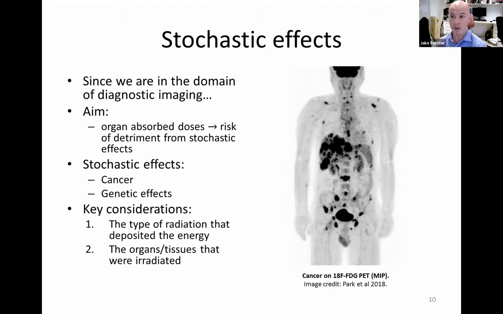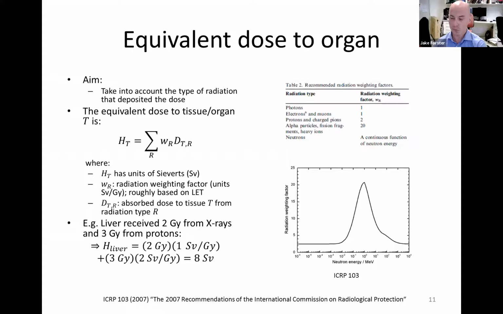So again, if you think about how we might go about this problem, there are a few things you'd consider, but certainly one of them would be the type of radiation that deposited the energy. And you might also consider which organs or tissues were irradiated. As you've heard from previous speakers during this workshop, the absorbed dose isn't the only thing that matters if you're looking at radiobiological effectiveness. It also matters how the absorbed dose was deposited. I'm thinking here along the lines of LET.